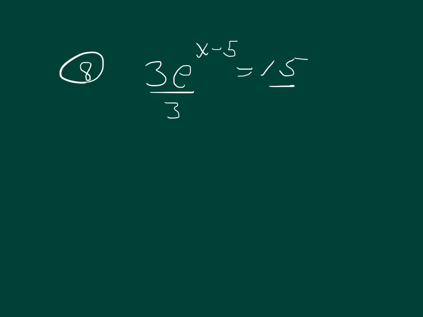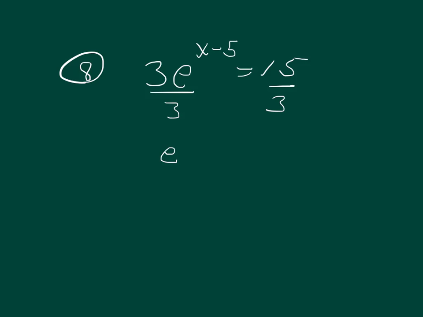Next, let's take a look at question number 8. And matter of fact, in questions 8, 9, and 10, your job is to isolate the e to the exponent, whether the exponent is x minus 5, or the exponent is x, or the exponent is 6x plus 2. That's the part you want to isolate. So let's look at number 8. It says 3 times e raised to the x minus 5 equals 15. So my job here is to get rid of this 3 times e. So how do I undo a times 3? Well, yes, divide by 3.